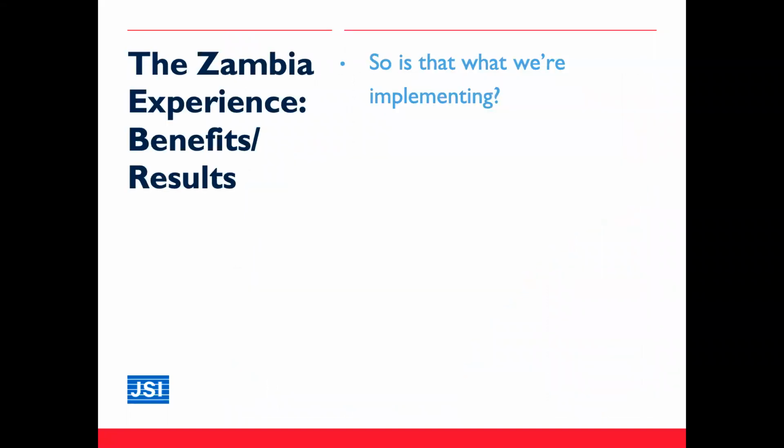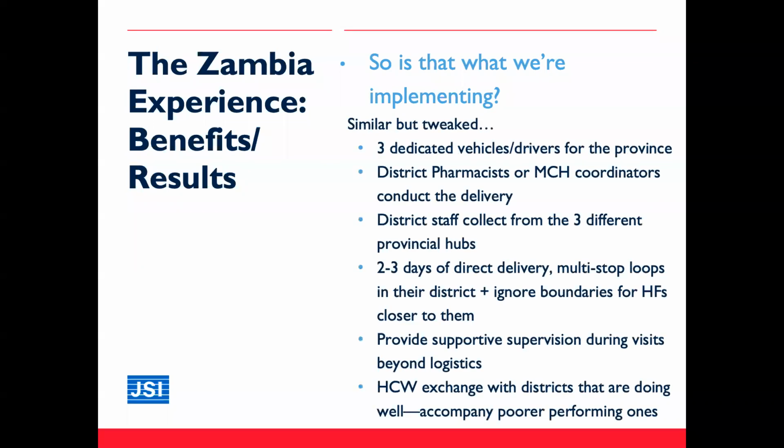So can you give us some details of how this system will operate? Of course. Like I said, based on our initial recommendations and what we thought we were going to do, we've done it, but it's been slightly changed, for a few reasons. We have three dedicated vehicles and drivers for the province right now. On a monthly basis, district pharmacists or MCH coordinators conduct these vaccine deliveries. While the pharmacist is the main person doing this, the MCH coordinators are backup.